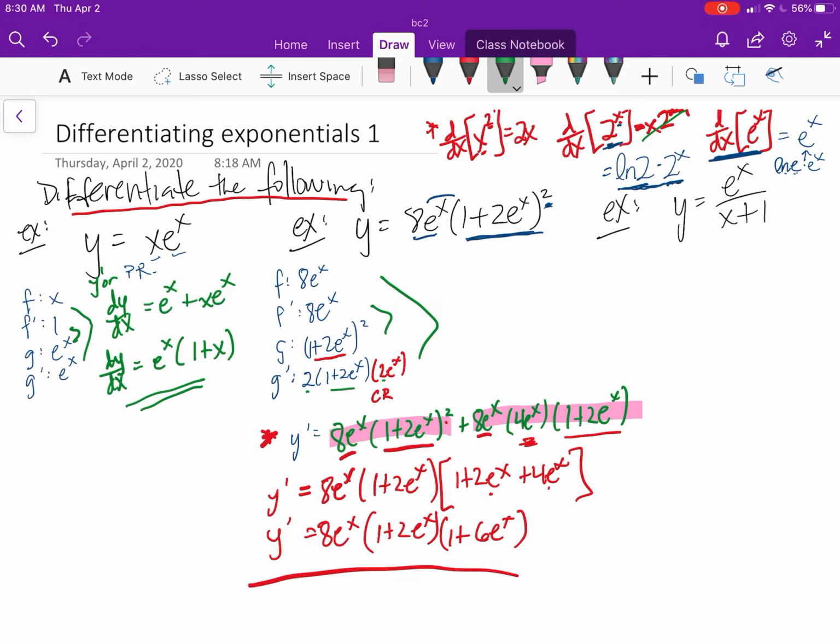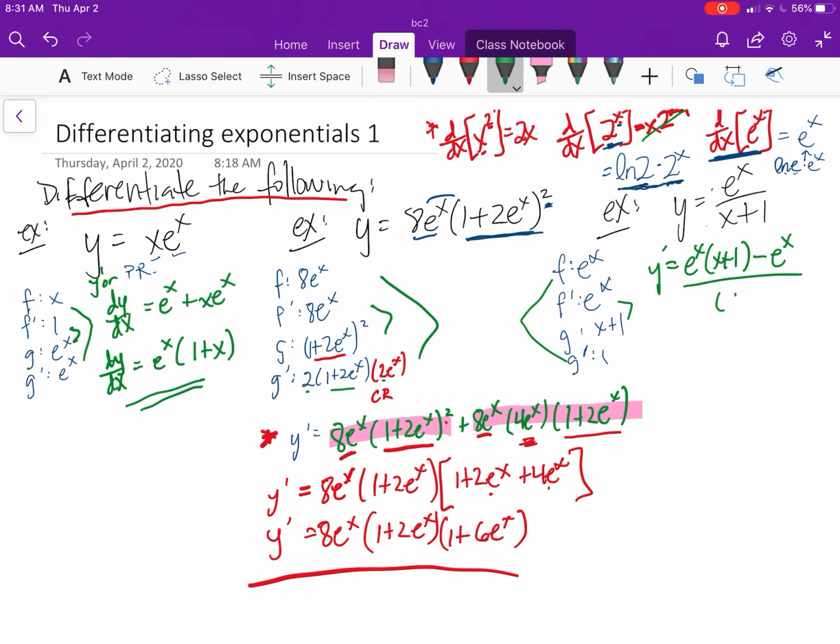All right, last example here. So I want to do one with quotient rule, right? Nothing spectacular, but quotient rule, f is in the numerator, g is in the denominator, so f is e to the x, f prime, e to the x, g, x plus 1, g prime, 1. So the derivative, y prime, is f prime g, e to the x, multiplied by x plus 1, subtract fg prime, so I'm going to draw it over here, fg prime, e to the x times 1, over g squared.